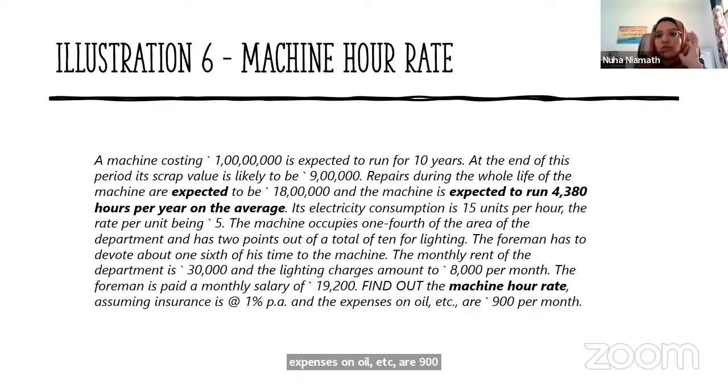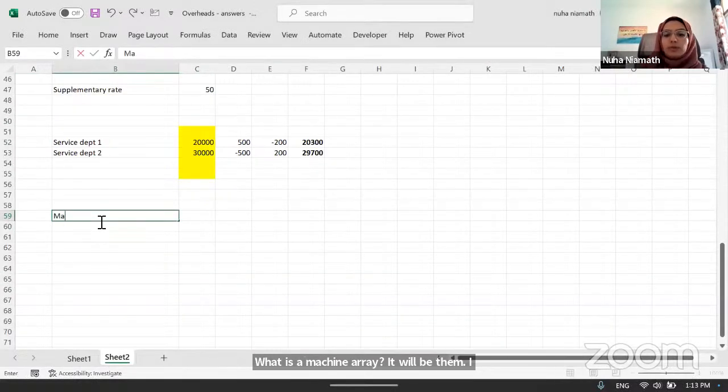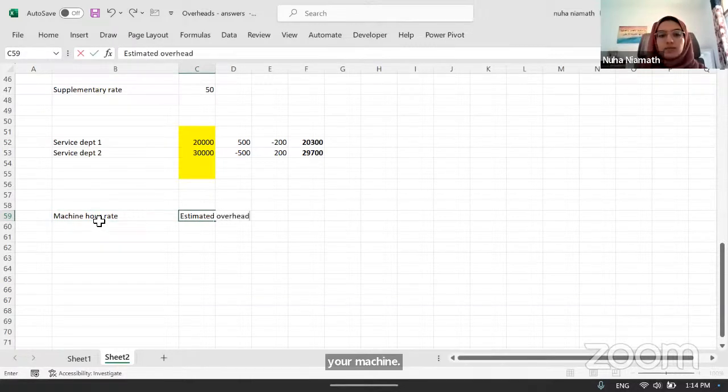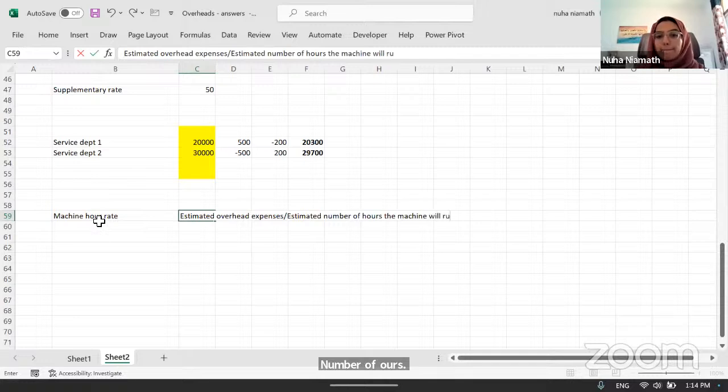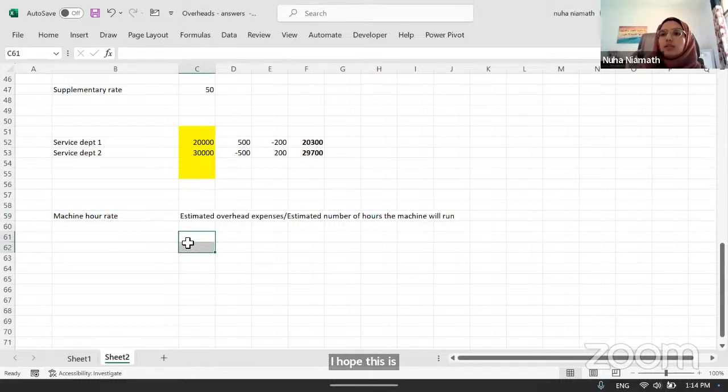There's a lot of information here. It might not be easy to comprehend on the first go. But what you can see is what it has asked. It has asked to find out the machine hour rate. Please remember, what is a machine hour rate? It is the estimated overhead expenses divided by the estimated number of hours the machine will run. I hope this is clear. What is a machine hour rate? The rate per hour of that machine being run.